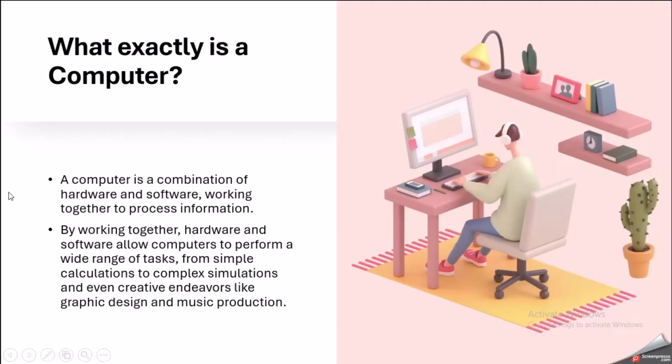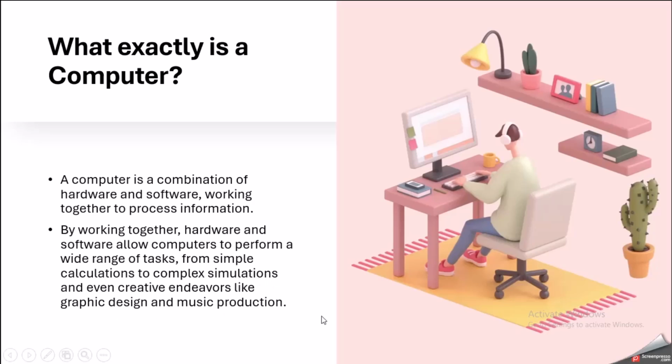So we can summarize what exactly is a computer. A computer is actually a combination of hardware and software working together to process information. By working together, hardware and software allow computers to perform a wide range of tasks, from simple calculations to complex simulations, and even creative endeavors like graphic design and music production.